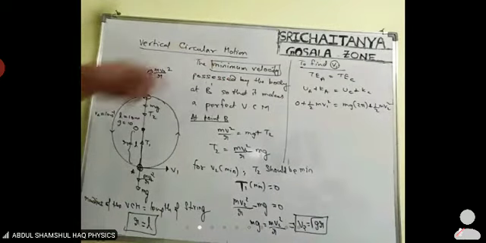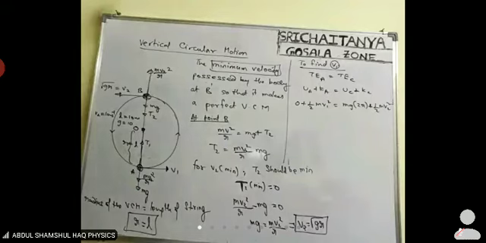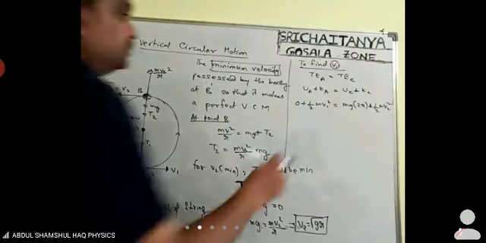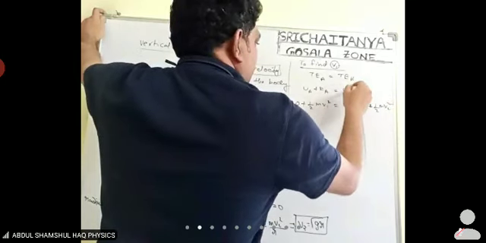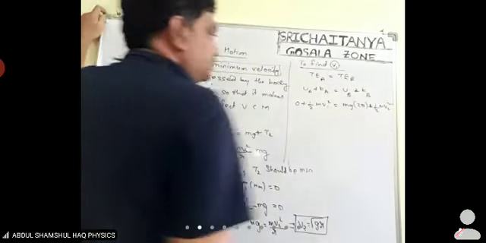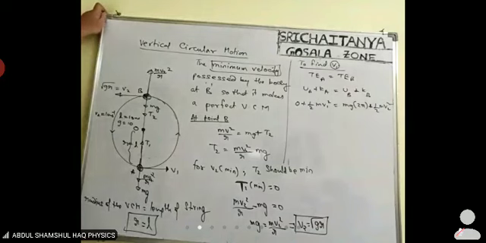Now please see, will you accept that equation? It is A, sorry, it is B. It is point B and point B. Right?